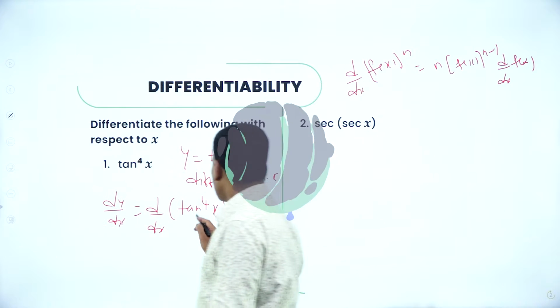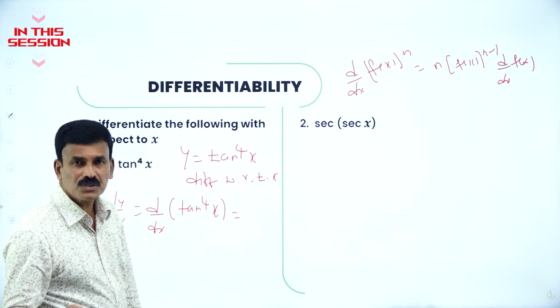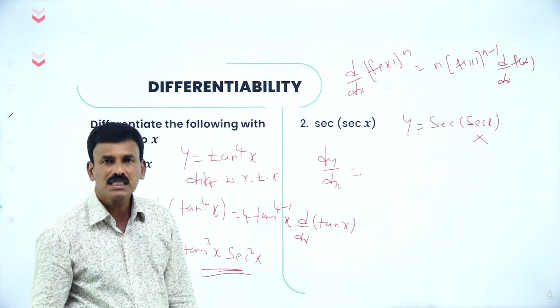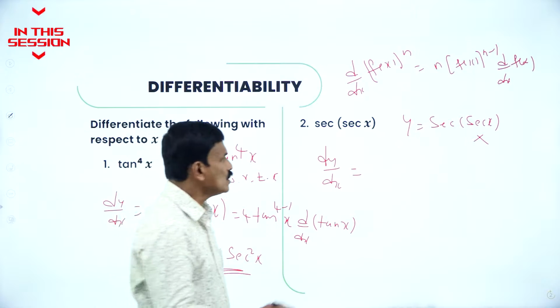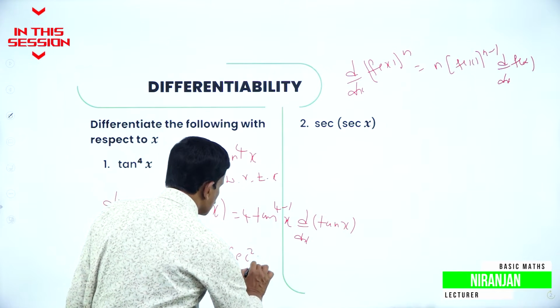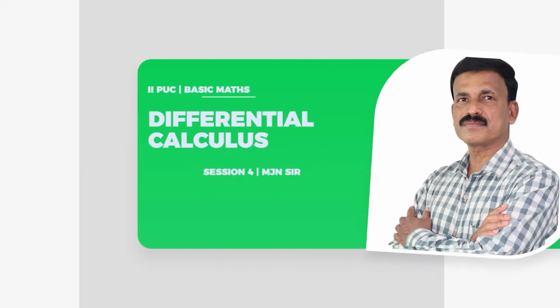d by dx of f of x to the power of n is n into f of x to the power of n minus 1 into d by dx of f of x. We know the derivative of secant x is secant x into tan x. Tan cube x into differentiation of tan x is secant square x. This is the derivative of the function.